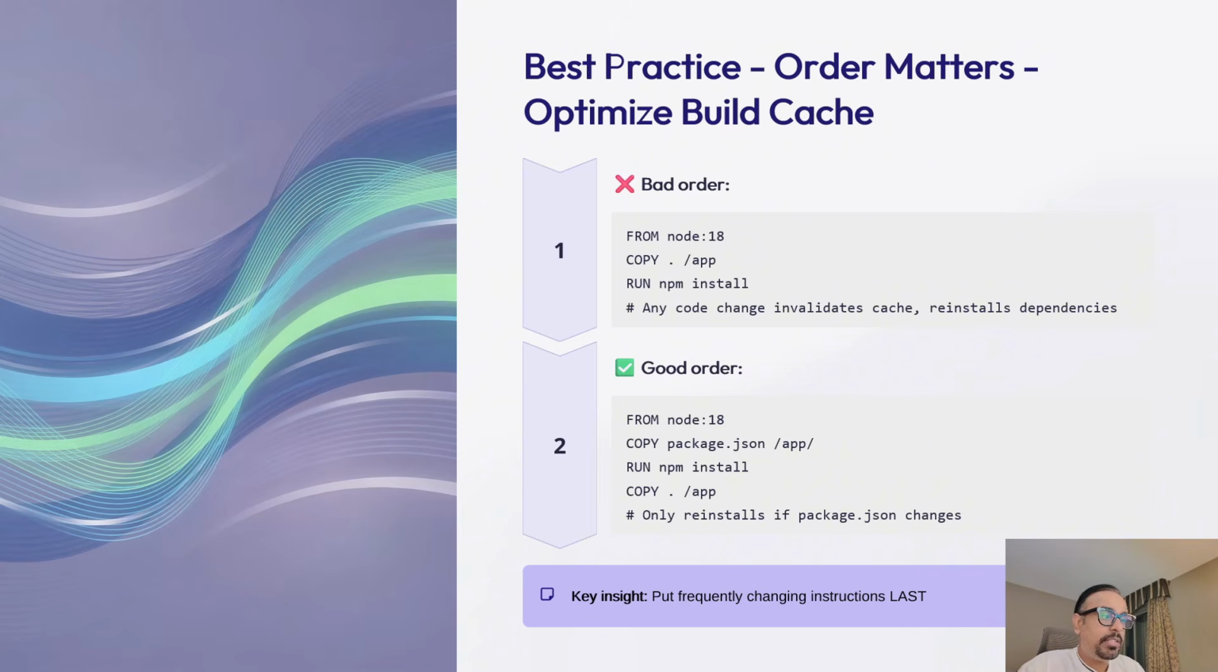So look at the bad example over here. We copy all our code first, then we run npm install. So every time you change any line of the code, even a comment inside that code, Docker sees that copy instruction change and invalidates the cache which was already there and reinstalls all the npm dependencies again. That slows your image build process.